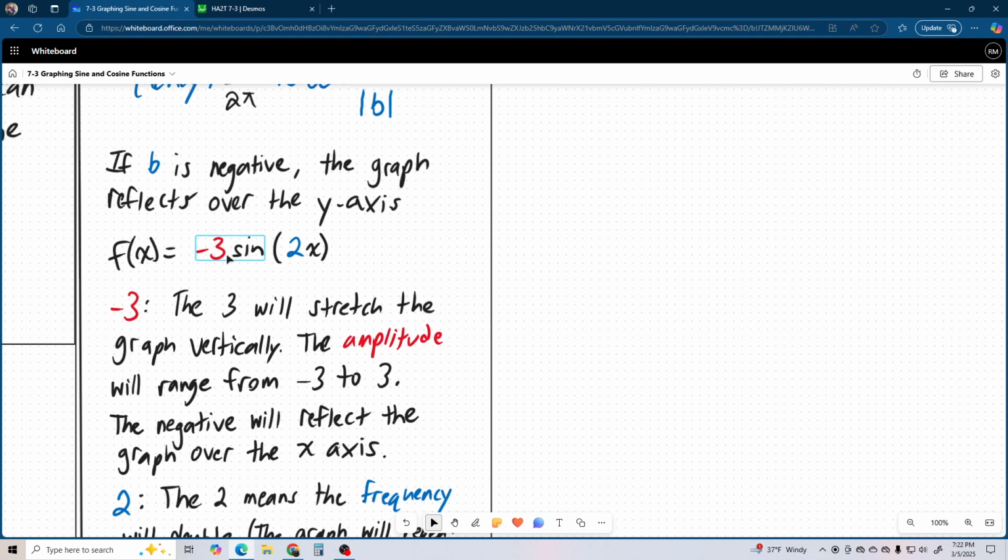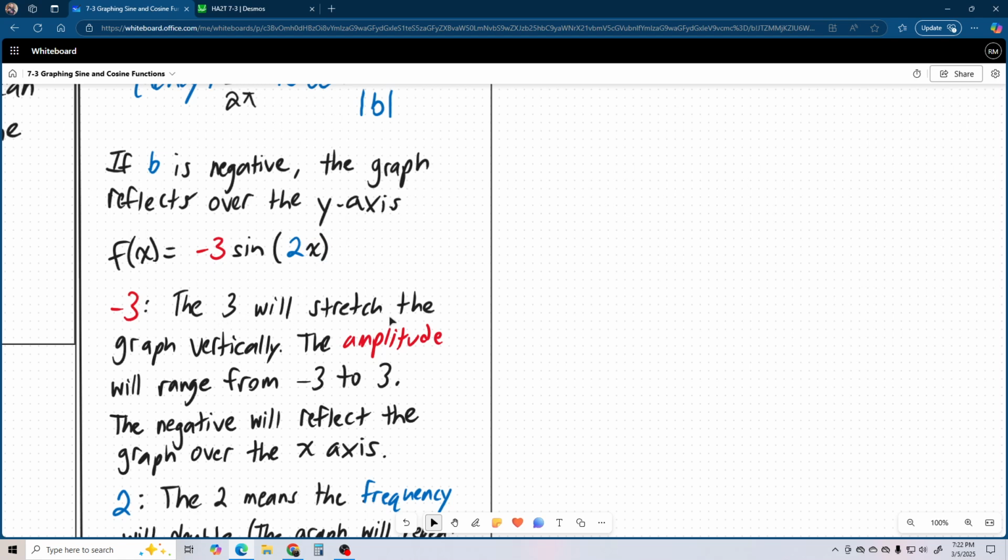Well, -3 means first of all, it's negative, so it's going to flip over the x-axis, right? The 3 means it's going to stretch from 3 to -3, right? It's going to stretch that amount, the amplitude up and down. And then the 2x is going to make it happen twice as often, right? So in a 2 pi period, we're now going to have 2 full cycles, right? Or the other way you could look at it is it's going to take half as long. So in other words, each period is only going to be pi length, right? So there's 2 ways of looking at it.